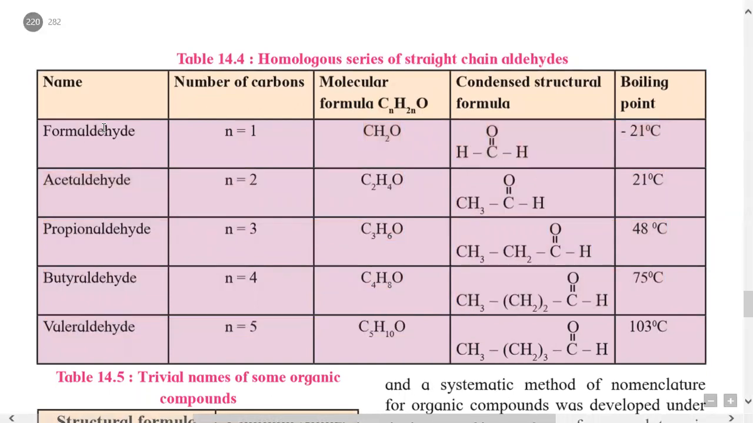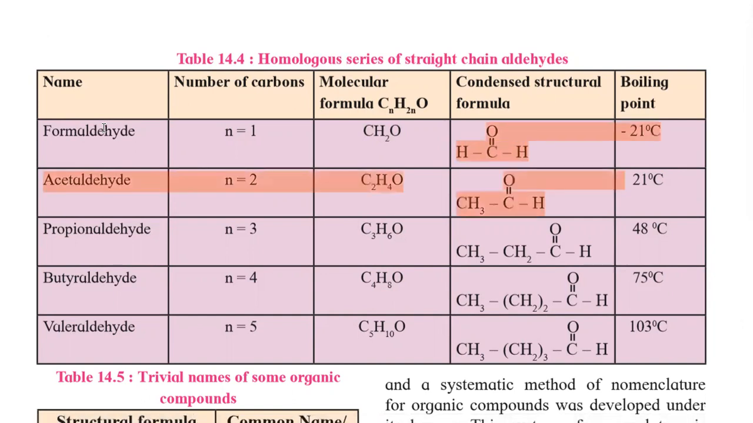Here the condensed structural formulas are: for formaldehyde, HC=OH; for acetaldehyde, CH3 C=OH; for propionaldehyde, CH3 CH2 C=OH; for butyraldehyde, with a total of 4 carbon atoms, CH3 (CH2)2 C=OH; and for valeraldehyde, with 5 carbons, CH3 (CH2)3 C=OH. So these are the condensed structural formulas for the first 5 members of straight chain aldehydes.